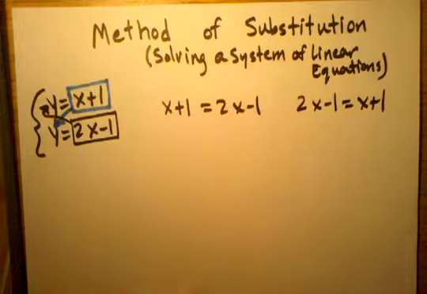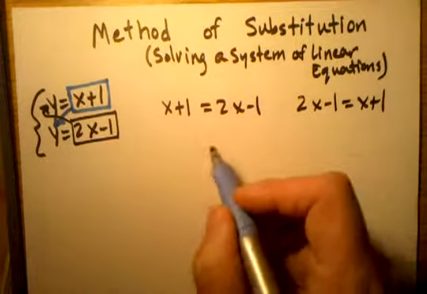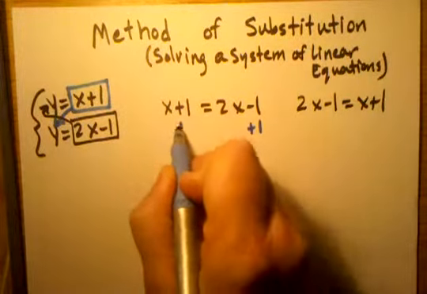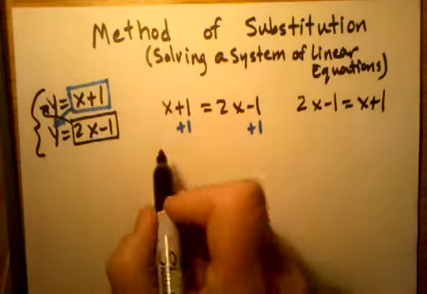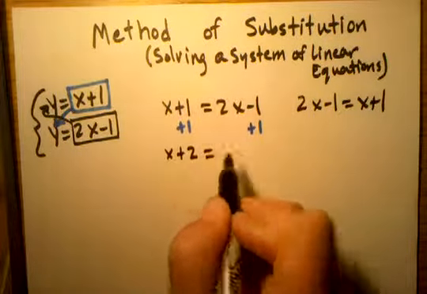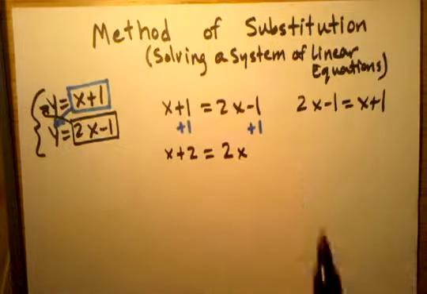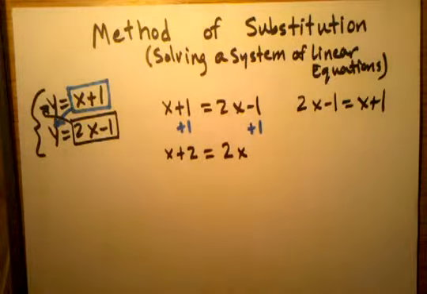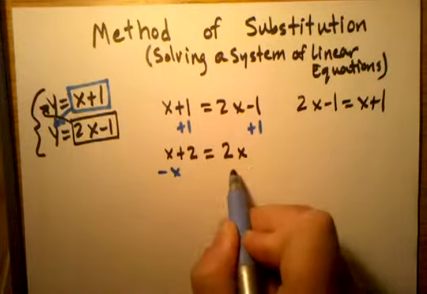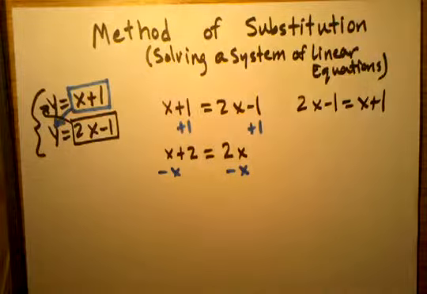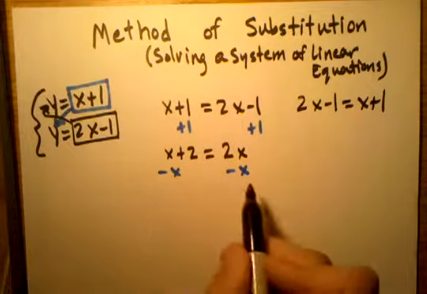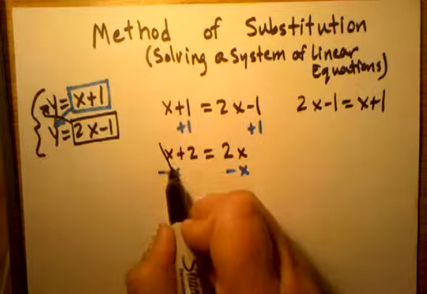So now I just use my balancing techniques. I'm going to add 1 to both sides. When I do that, I'll have x plus 2 equals 2x. Then I'm going to subtract x from both sides. Remember, whatever I do to one side, I do to the other side. So when I do that, this is going to cancel out.